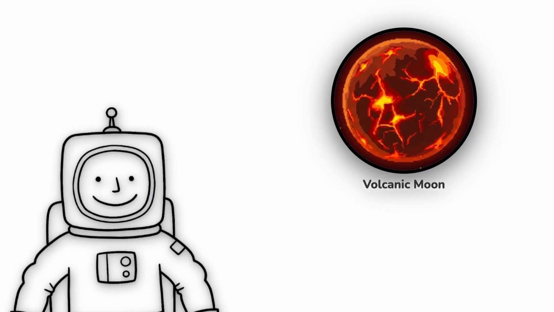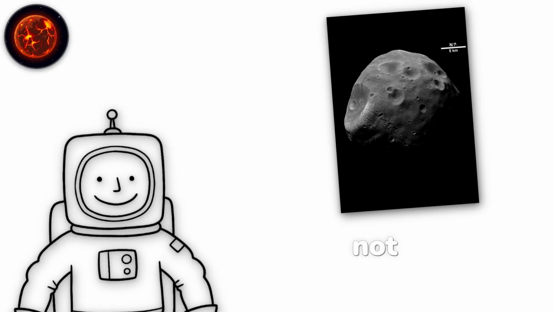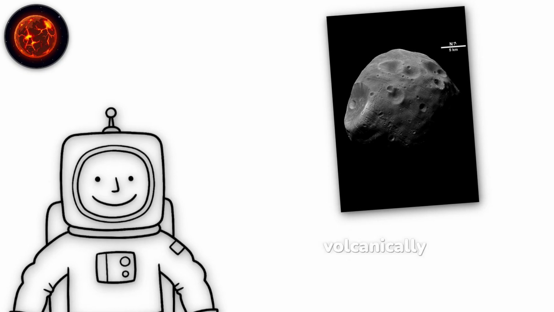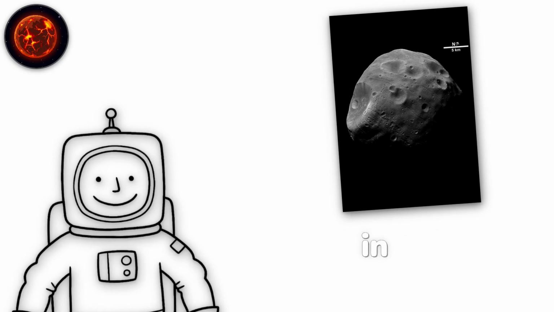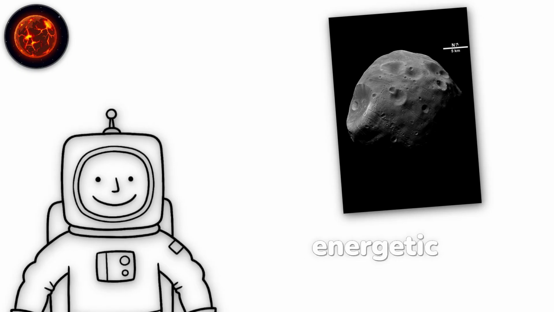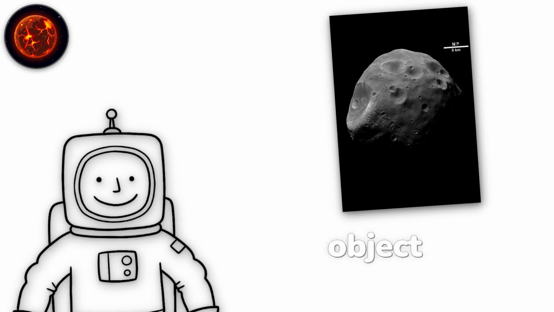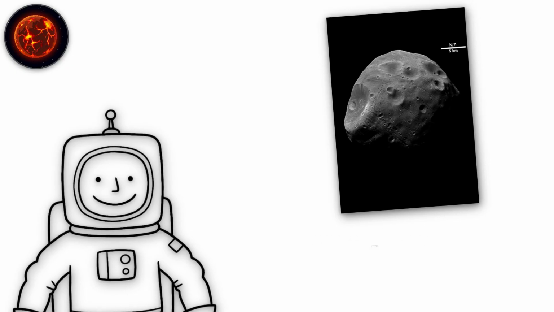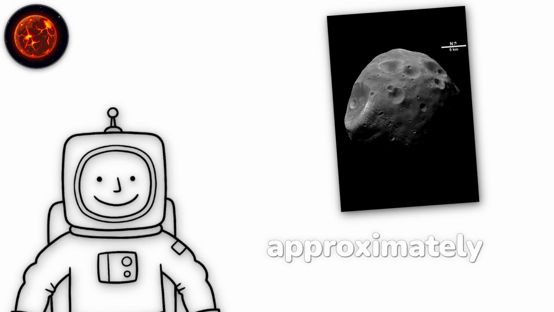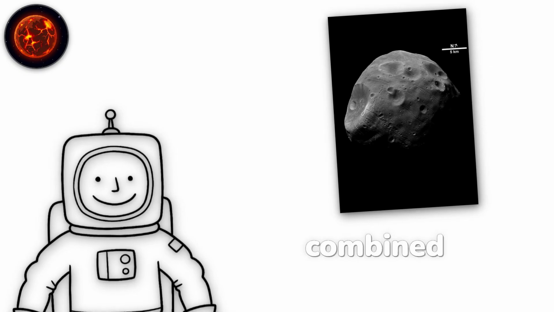Volcanic moon. Io was the most volcanically active body in the solar system, not the most volcanically active moon, not the most volcanically active object of its particular composition, but the most volcanically active body in the entire solar system. Bar none, more geologically energetic than Earth, more dynamically violent than any other solid object orbiting the sun. A world whose surface was being continuously resurfaced by volcanic eruptions, whose combined output was dumping approximately 100 times more lava per year than all of Earth's volcanoes combined.